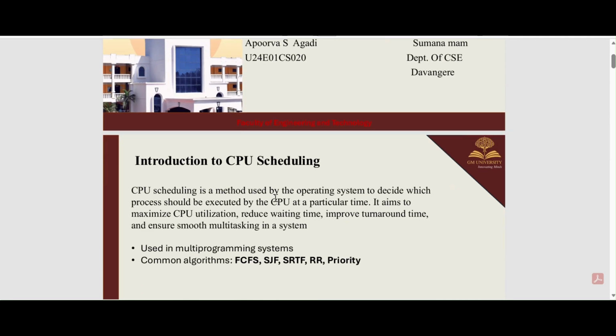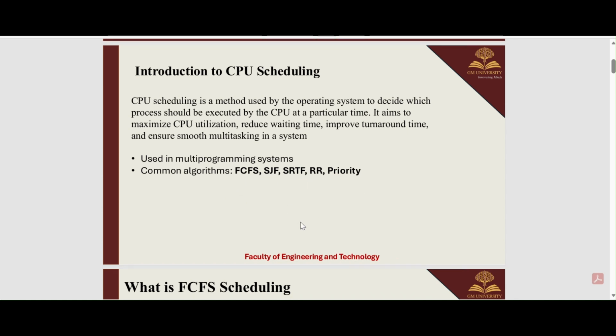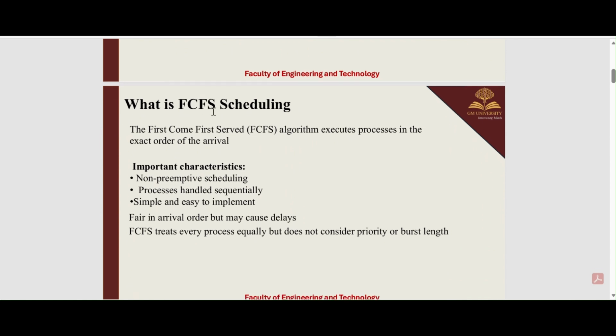CPU scheduling is a method used by the operating system to decide which process should be executed by the CPU at a particular time. It aims to maximize CPU utilization, reduce waiting time, improve turnaround time and ensure smooth multitasking in a system. It is mainly used in multi-programming systems and some of the common algorithms are FCFS, SJF, SRTF and RR priority. What is FCFS scheduling?